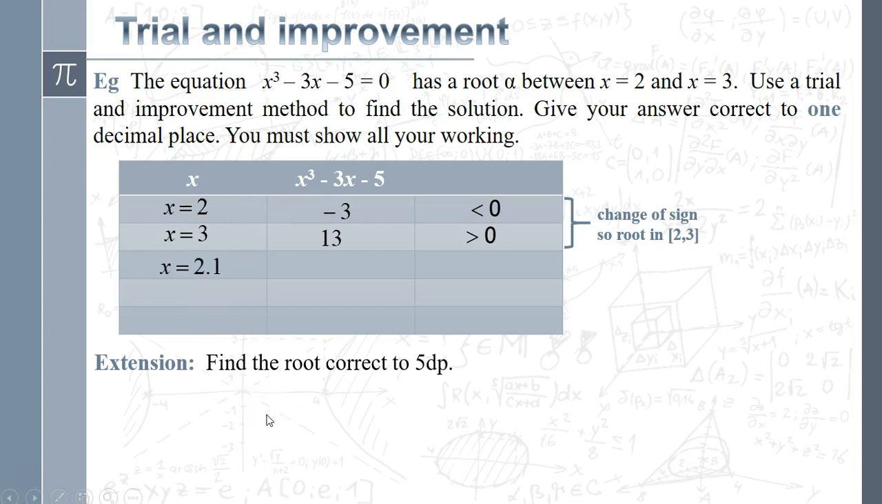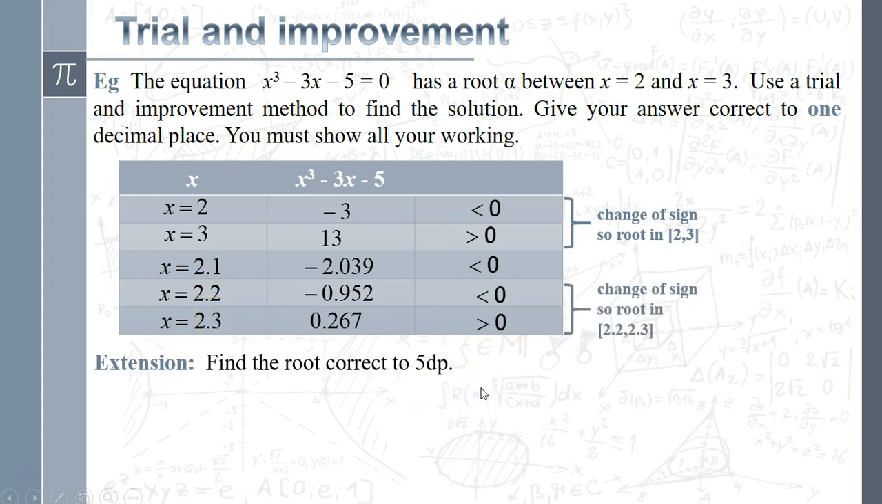I'm going to pick 2.1 and have a look at what happens. That turns out to be negative, so we've got a little bit closer. Let's now go for 2.2. Chuck the value in: x cubed minus 3x minus 5 when x is 2.2 is that value. That's still negative. What happens if x is 2.3? Well, it turns out to be positive. So now we've managed to trap our value. We find our change of sign. We've trapped our value in between 2.2 and 2.3, so we know that we've now got a change of sign in that interval.